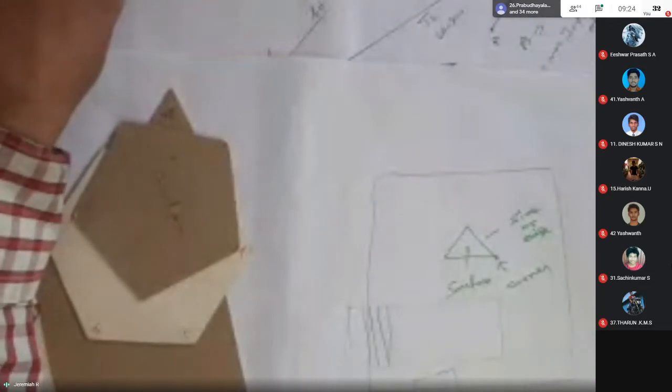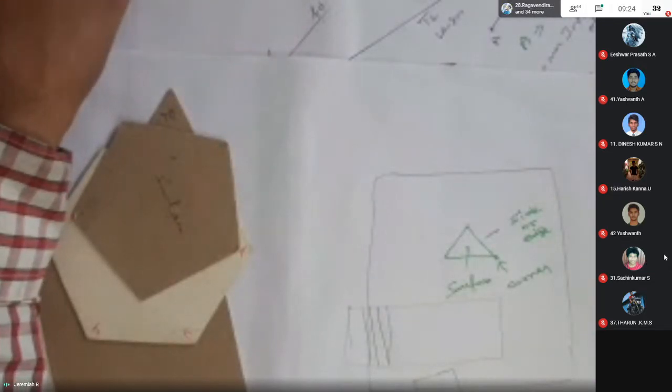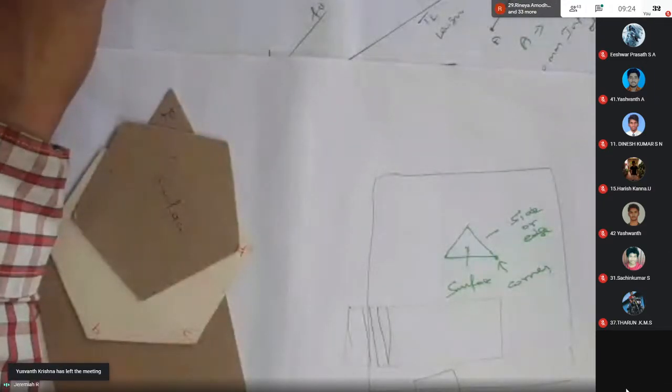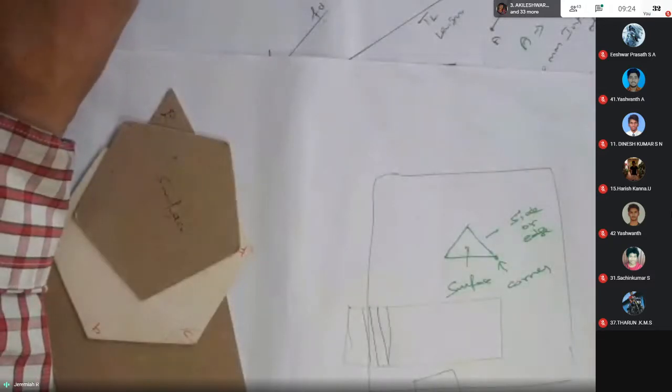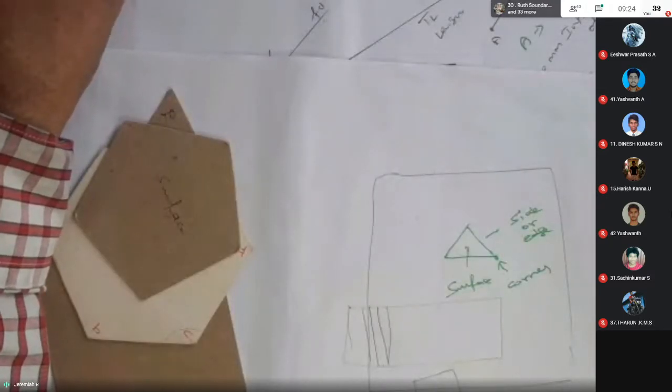Number 1, perpendicular planes. Within that, make a subheading. Number 1, types of planes: perpendicular planes. Within that, subheading A.